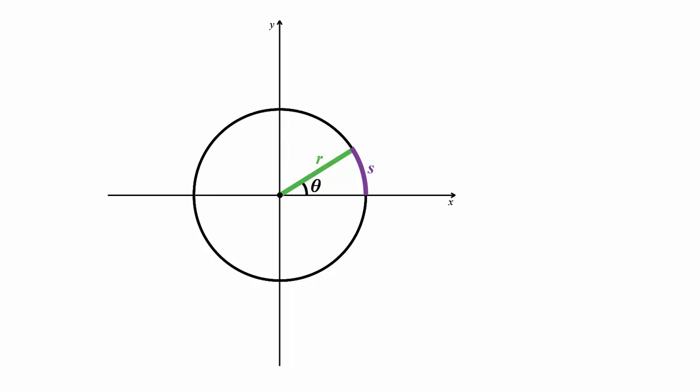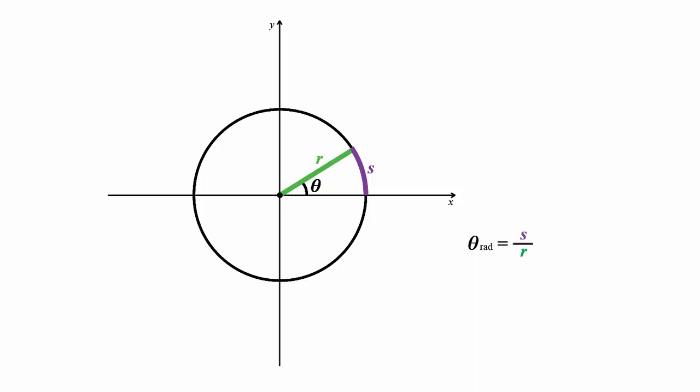What we can do is form the ratio of S and R, forming this fraction by dividing the length of the arc S by the radius of the circle R. And it turns out that that ratio is the definition of the radian measure for angle theta. Angle theta is the ratio of the arc length spanned by theta and the radius of the circle.